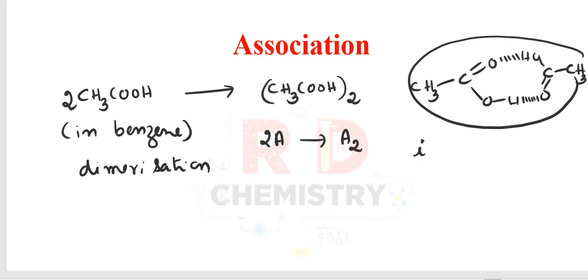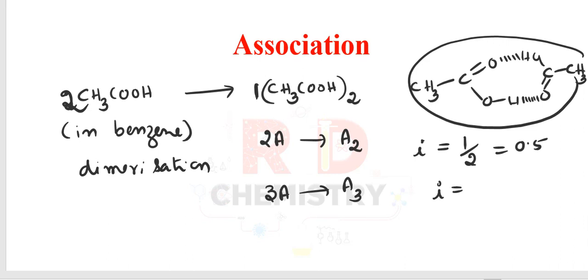This can also be written as 2 moles of A will give A2. i is equal to, after association, 2 moles will give 1 mole, correct? Or 2 particles will give 1 particle of the dimer. Therefore, 1 divided by 2. This is 0.5. Got it? If trimerization, 3A will give A3. For this, i is equal to 1 by 3. Tetramerization is giving A4. Therefore, i is equal to 1 by 4.